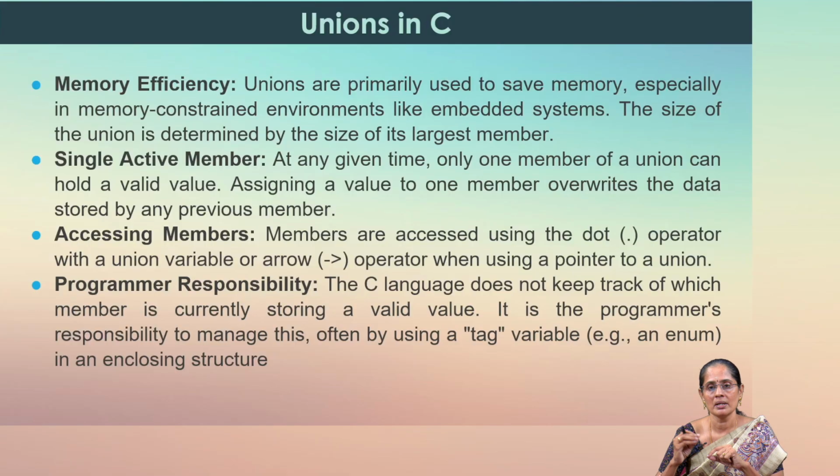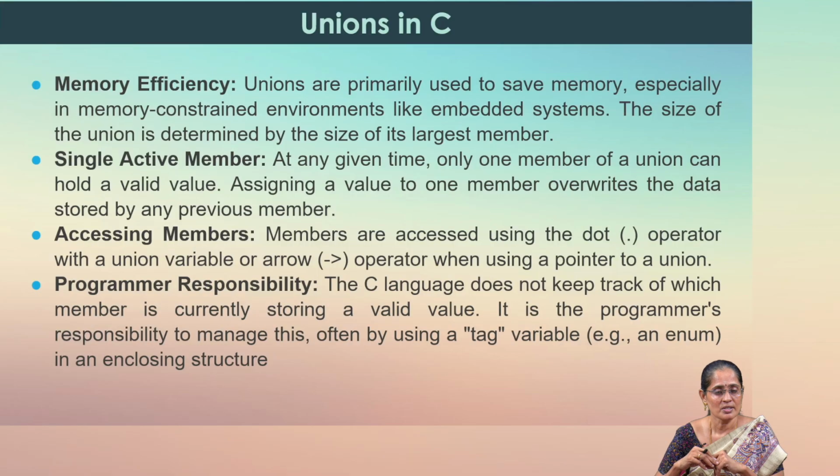Accessing members: members are accessed using the dot operator with a union variable, or the arrow operator when we use pointers to a union. This member access methodology is the same as for structures. In structures also we can make use of the dot operator with a structure variable and the arrow operator in case we are using a pointer to a structure. The same way here also we are using 2 operators for accessing the member of a union.